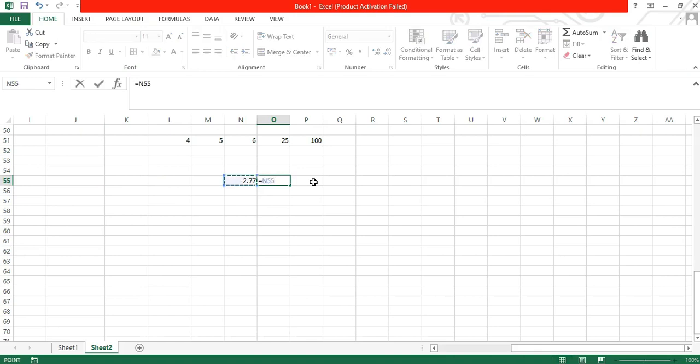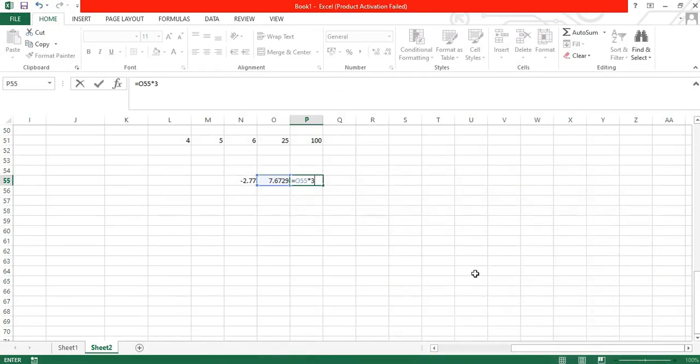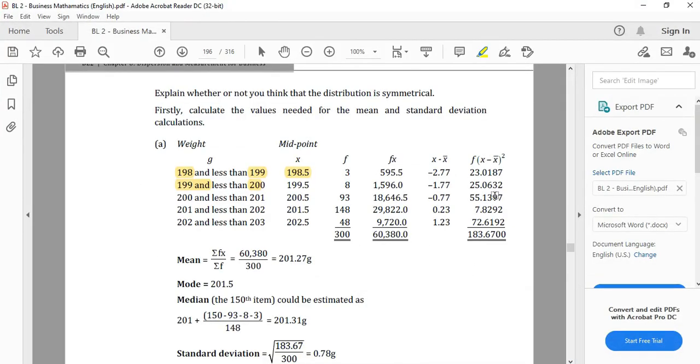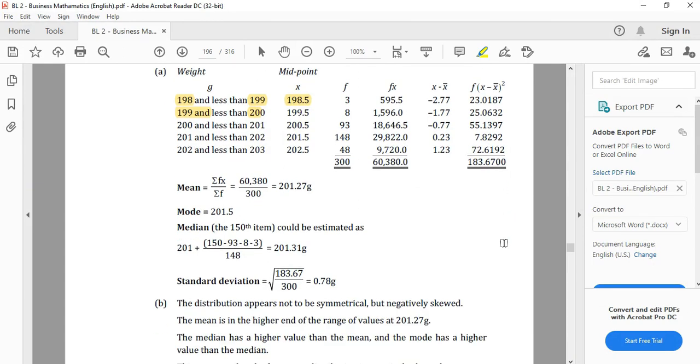They first multiplied it by itself and then multiplied it by the frequency of it, which is 3, which gives an answer of 23.018, which is the same as 23.0187. Likewise, they have done this for all and taken the total and used that to find the variance.